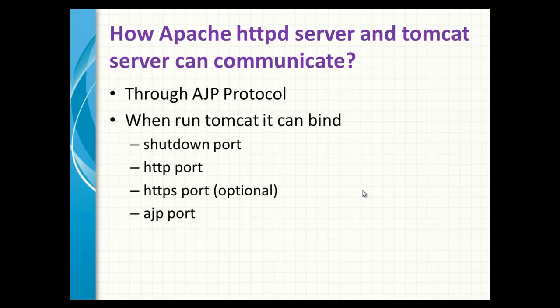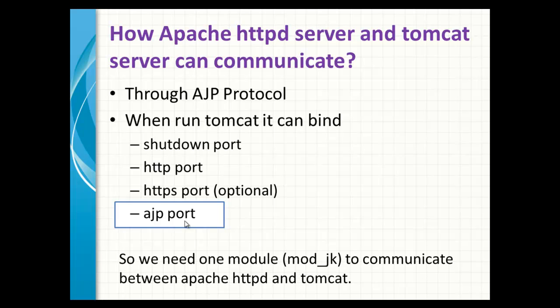Now when you run a single Tomcat, a lot of ports are bound. One port is the shutdown port, one is the HTTP port, where the HTTP requests are processed, and one more optional port is HTTPS. If you need HTTPS, you enable that port, and one more port is the AJP port. Usually we don't use this AJP port anymore, but for this concept we mostly use the HTTP port only. We need a module that can communicate between the Apache HTTP server and the Tomcat server.